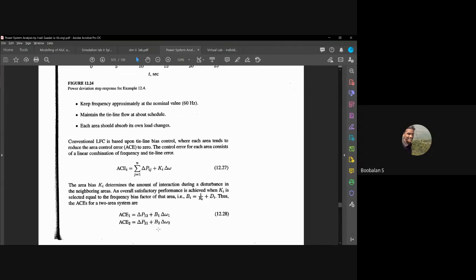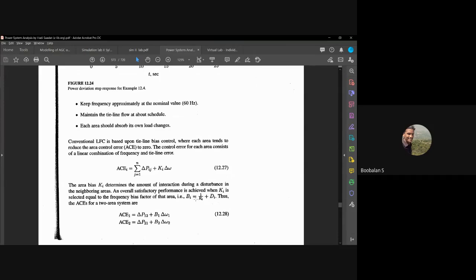So how do we calculate B1? Bi is equal to 1 by the gain value, that is the speed regulation formula, 1 by Ri plus Di. Now change the value of B for area number 1 and for area number 2.